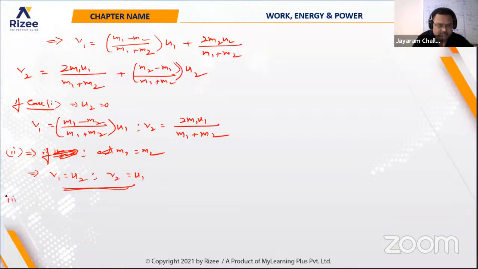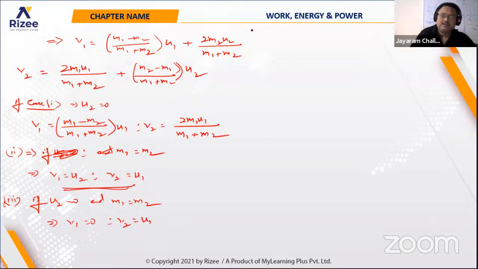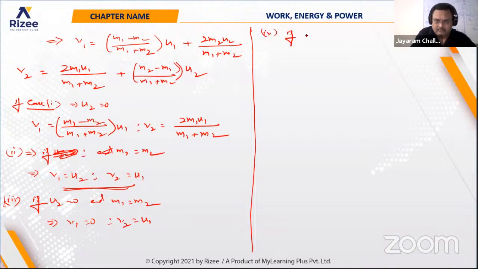And the third case, the same as the upper one, if u2 is equal to 0 and m1 is equal to m2, then in that situation V1 will become 0 and V2 is equal to u1.